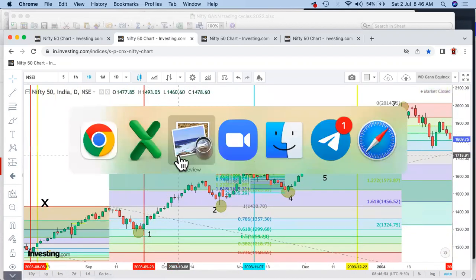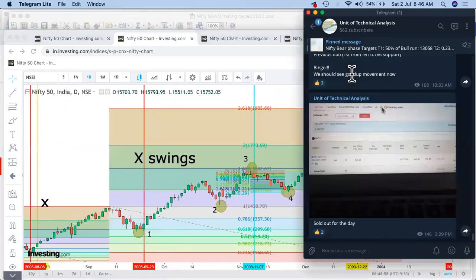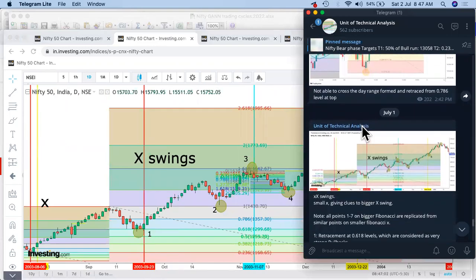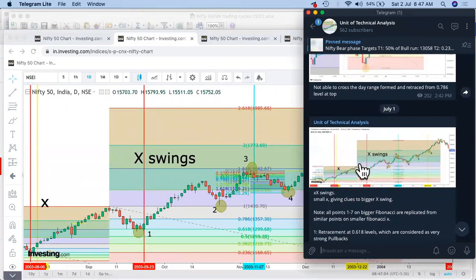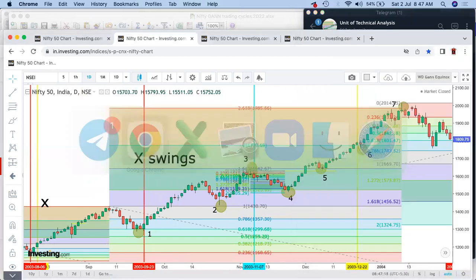You can just go on our Unit of Technical Analysis Telegram channel, and there we have specified about these X and XY swings. So this is small x and big X. These are identical swings that we have seen in terms of points 1, 2, 3, 4, 5, 6, 7. The details have been given over there. Request you to go and check those things.